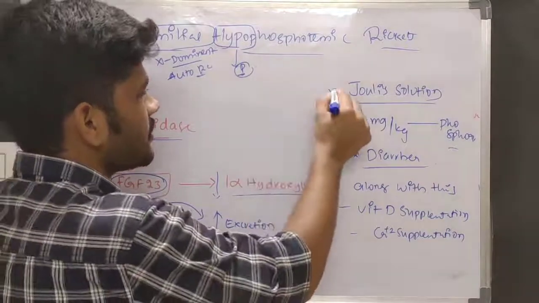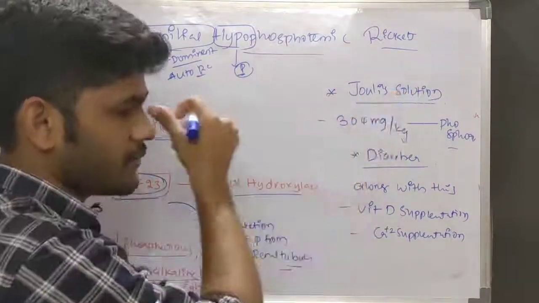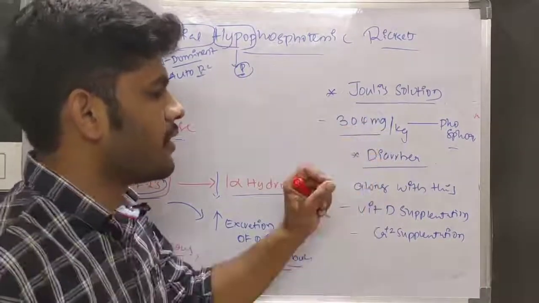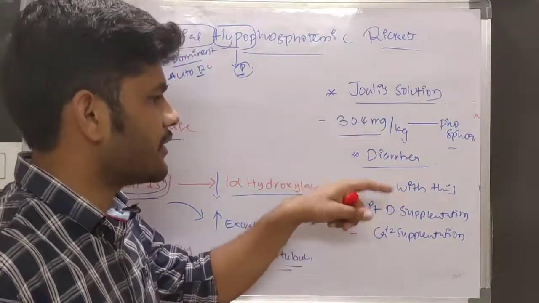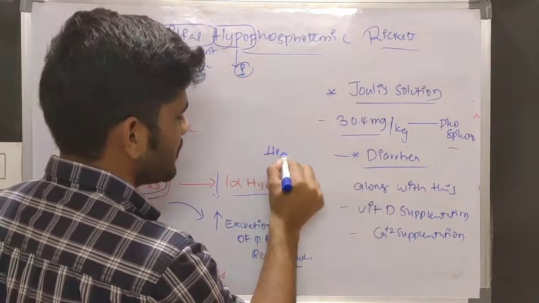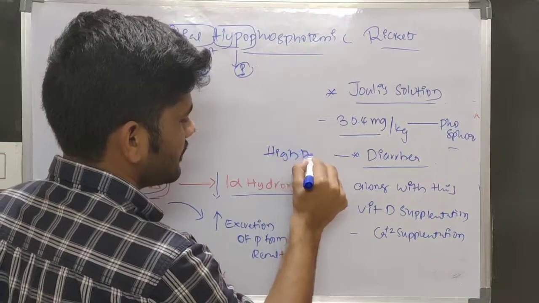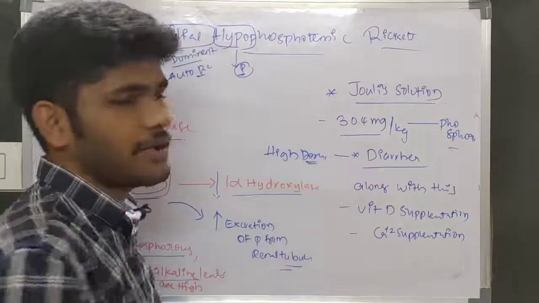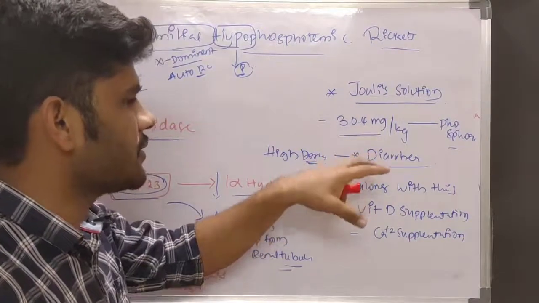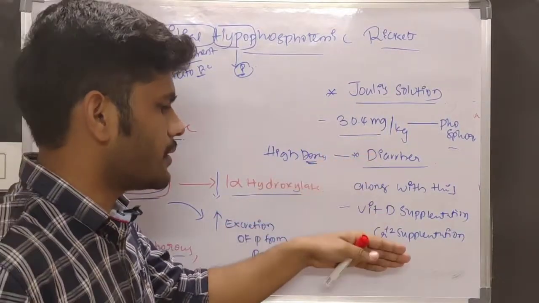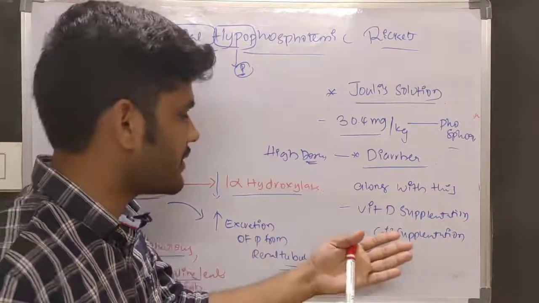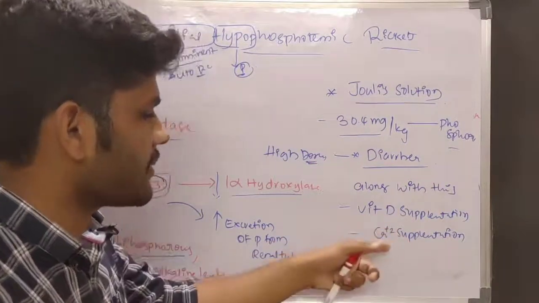There is a solution called Jolly's solution that we give, which contains about 30.4 milligrams of phosphorus per kg body weight. At high doses, it causes diarrhea. So the only side effect with this is with the high doses only. Along with this Jolly's solution, which contains the phosphorus, we also provide vitamin D supplementation as well as calcium supplementation.